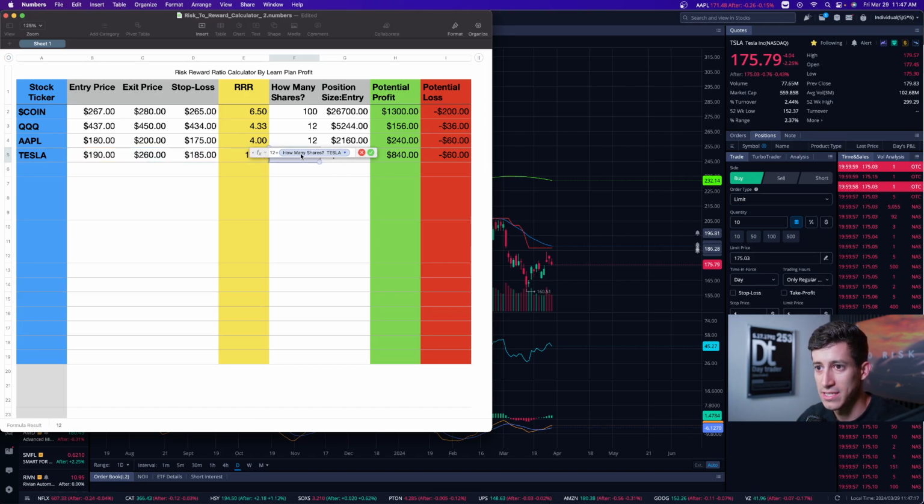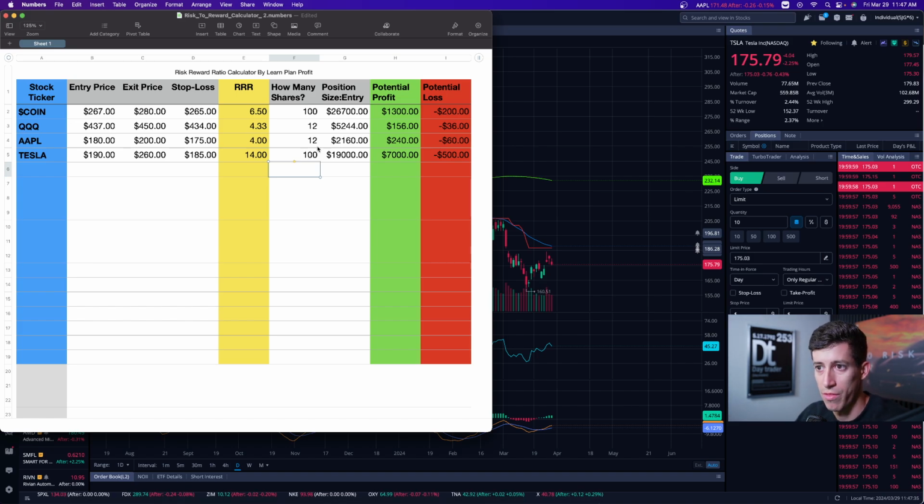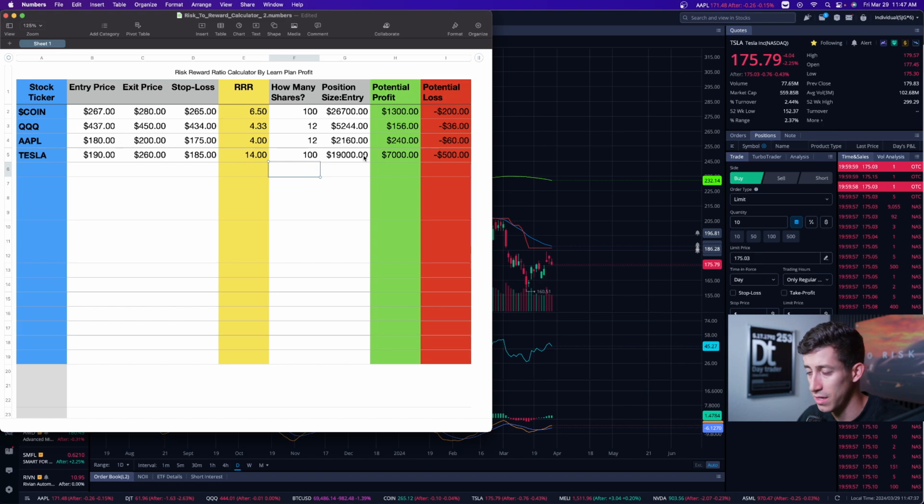So let's say that I decide to buy a total of 100 shares, right? 100 shares of Tesla. That would put my overall position size of right around $19,000. Now, that seems pretty realistic for someone that is investing in something like Tesla. Again, I don't know what it is that you trade with. I don't know, and it doesn't necessarily matter. The whole point of this is that the trade plan makes sense. So with $19,000, I have a potential to make $7,000.